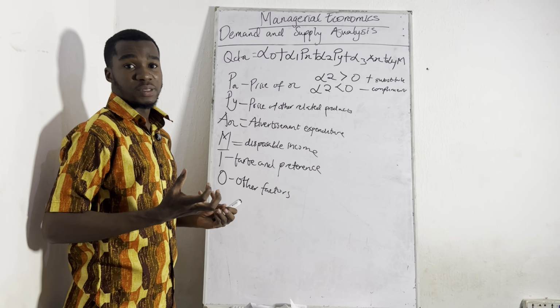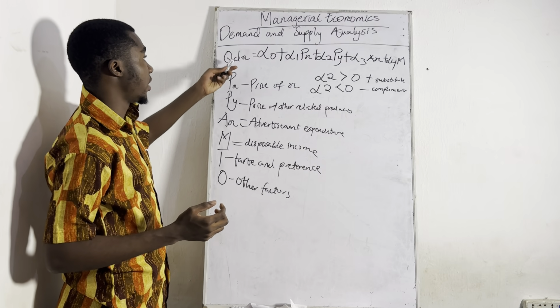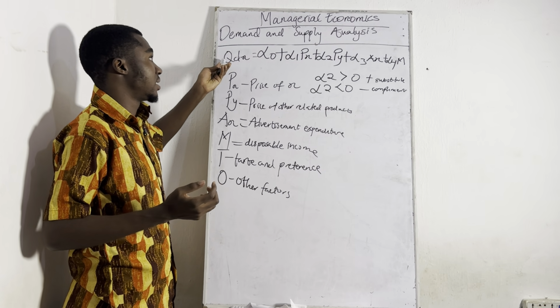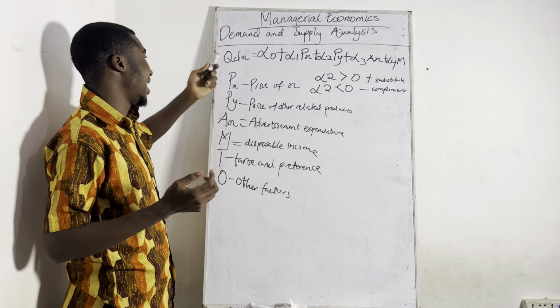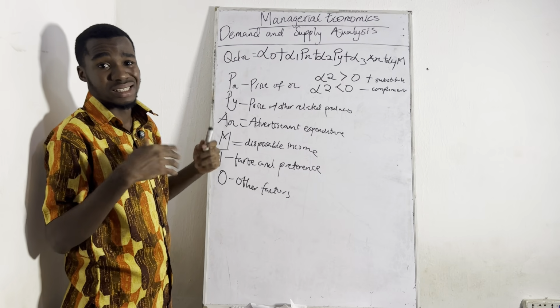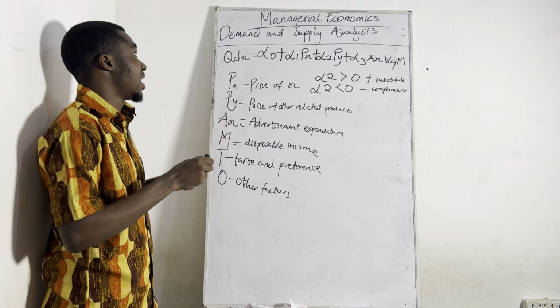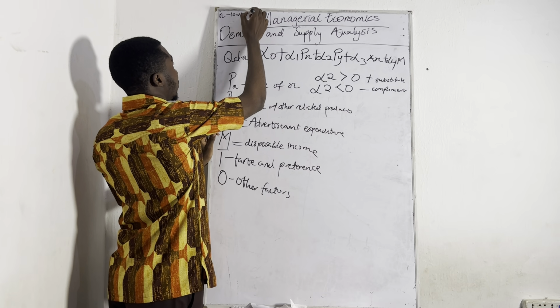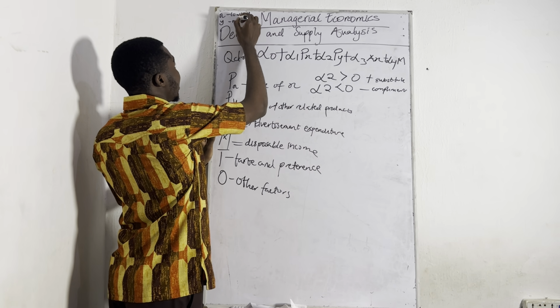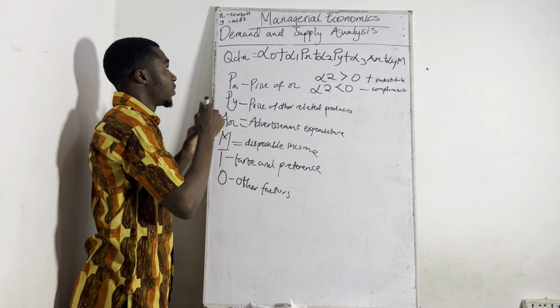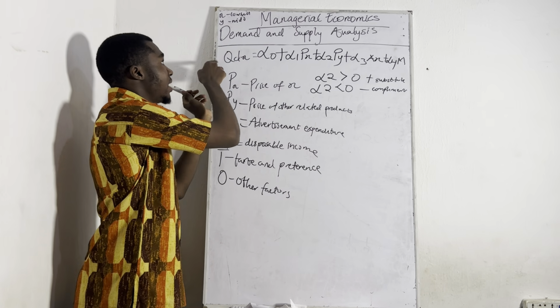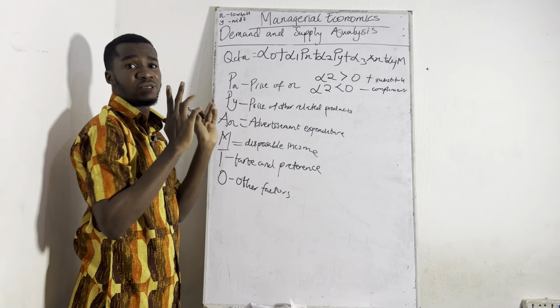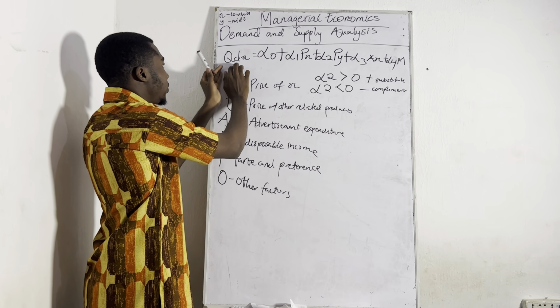So let's be a bit practical. Let me give you an example. Let's assume that X is cowbell and Y is needle. You get it? So this is just an assumption. I tell you that the quantity demanded of X, this part is always positive. Here cannot be negative. Quantity is not negative. So here we already assume that it is positive.